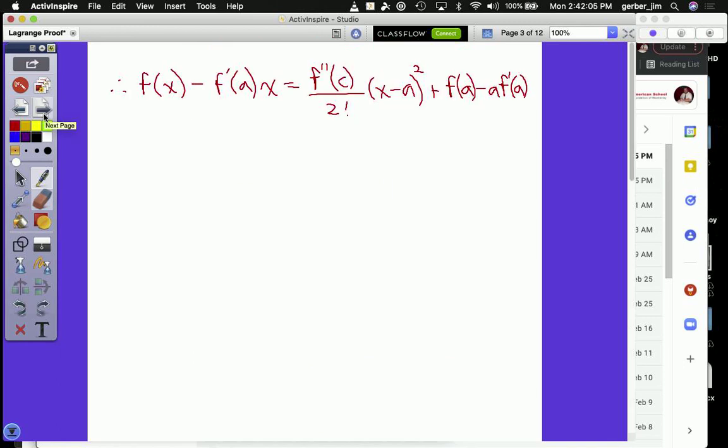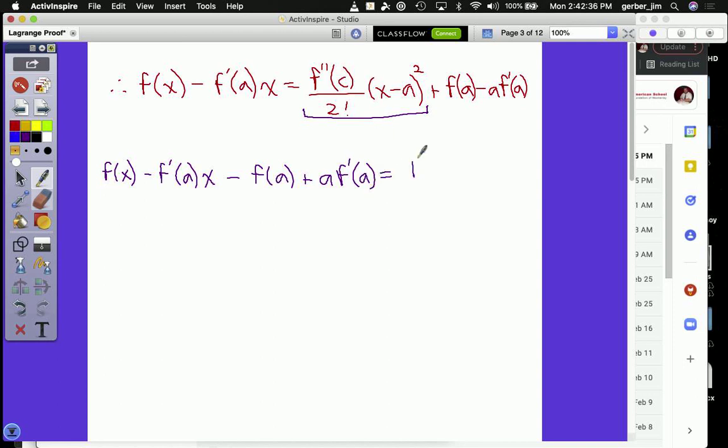So where do we go from here? Well, let's isolate this piece right here. So I'm going to pull everything over to the other side. So now I'm going to get f at x minus f prime at a times x minus f at a plus a times f prime at a, and that leaves me with f double prime at c over 2 factorial times x minus a squared. Okay?